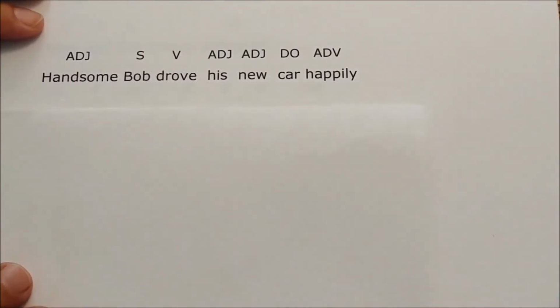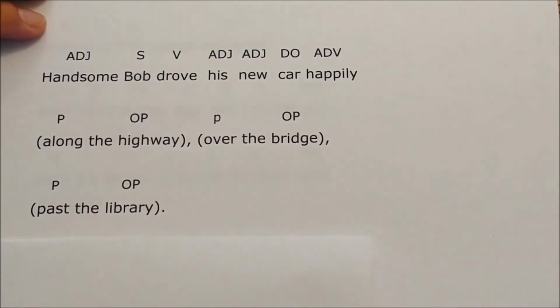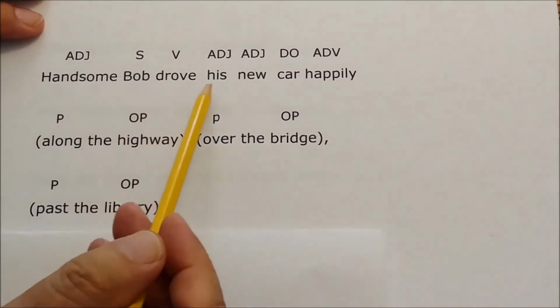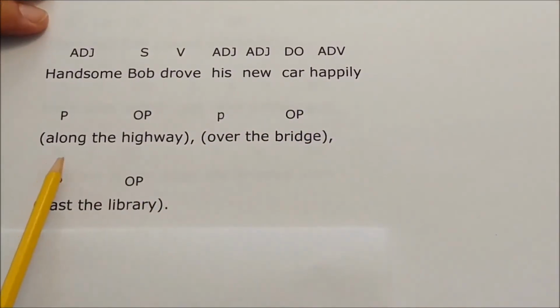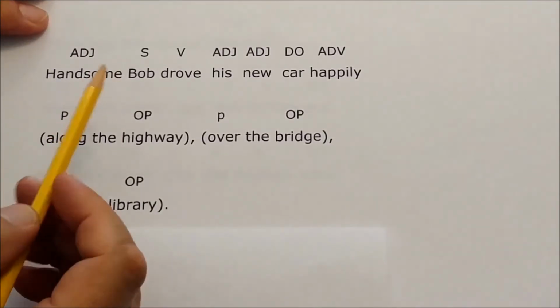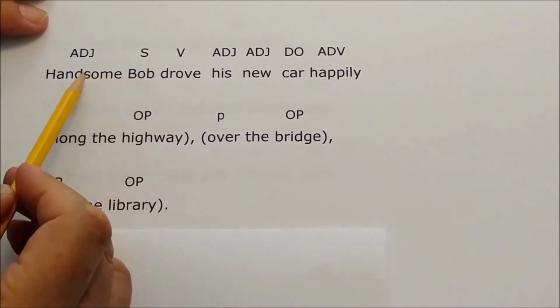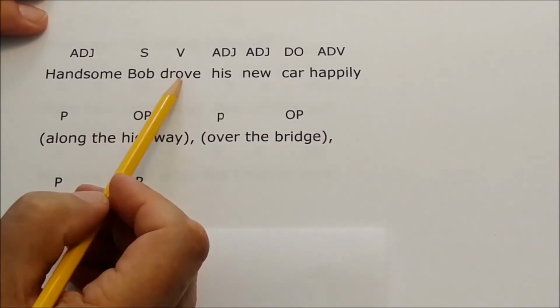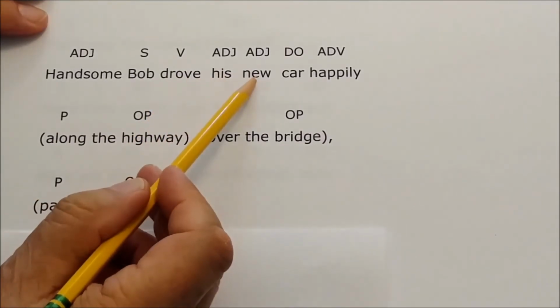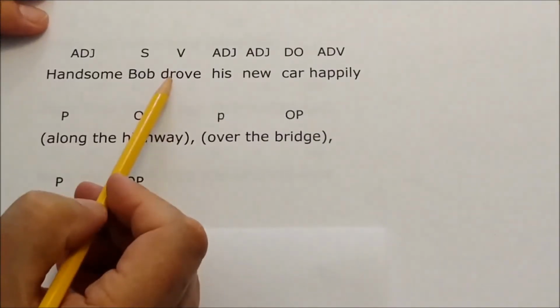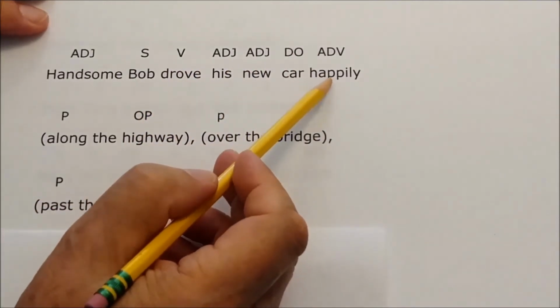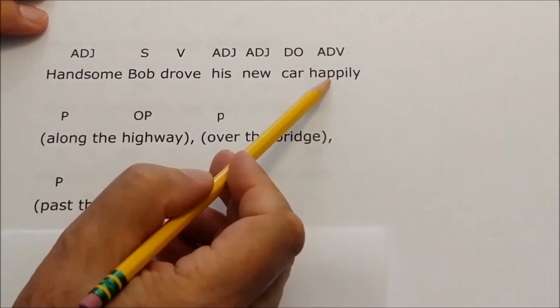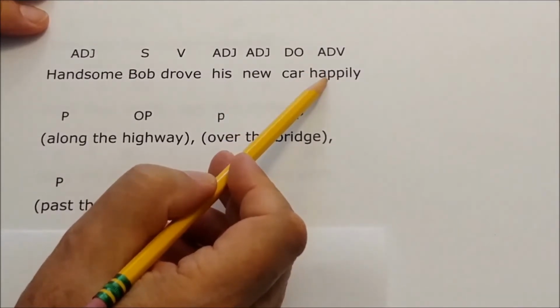Let's take a look at another sentence that is similar to the one we just looked at. Handsome Bob drove his new car happily along the highway, over the bridge, past the library. Okay, we have Bob as our subject. Handsome is describing Bob, so handsome is an adjective. Drove is what the action was, so that's a verb. His, new are both adjectives describing car, which is the direct object of drive, or drove. Happily tells how Bob drove, so happily is an adverb.